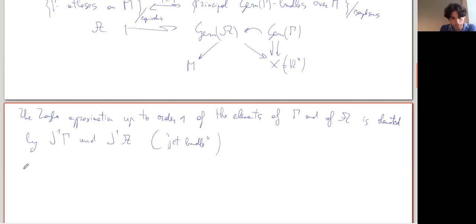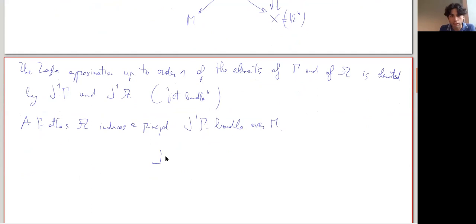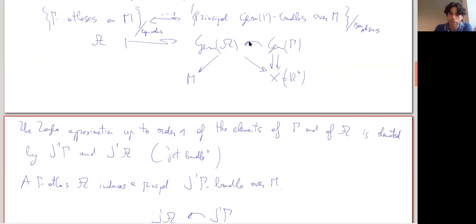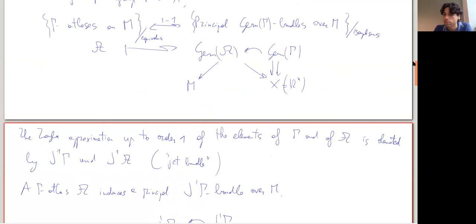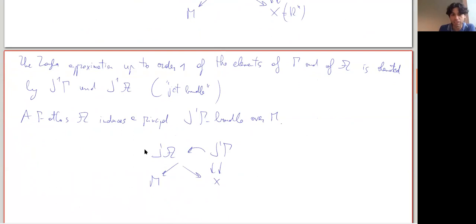And what the message is then is that a gamma atlas A induces a principal J1 gamma bundle over M, which is just given by J1 of A with this action of J1 gamma. So here I'm doing exactly the same thing that I did here, but instead of taking the germ of the element in gamma and in A, I'm taking the jet. You can check that this is again a principal bundle. And it is moreover a sub-bundle of this bigger jet bundle, which contains the jets of all the diffeomorphisms between open sets in M and in X, which is a principal bundle for J1 XX.